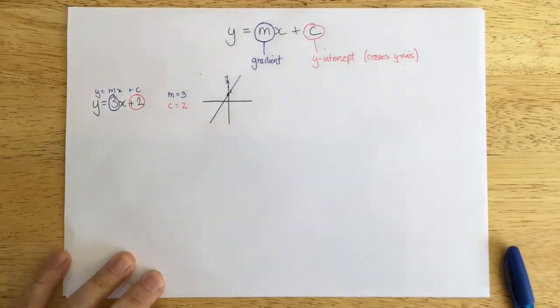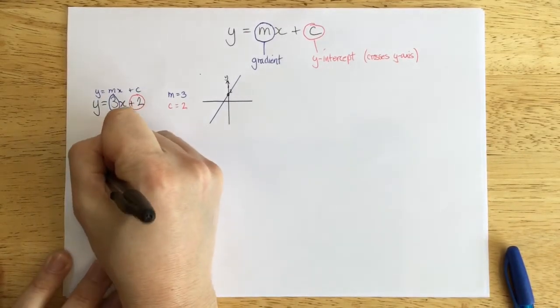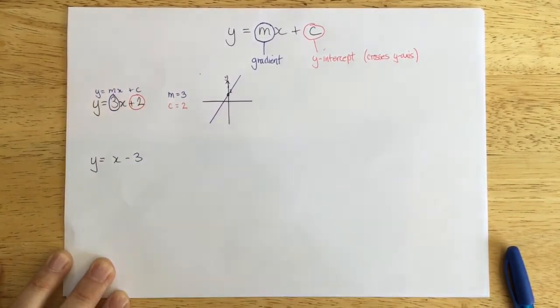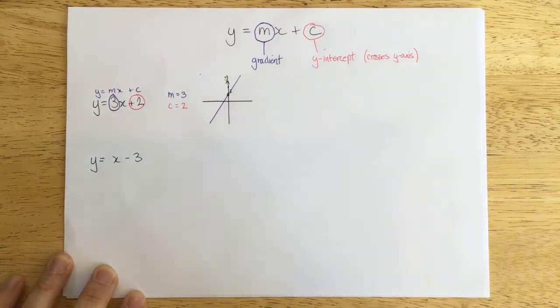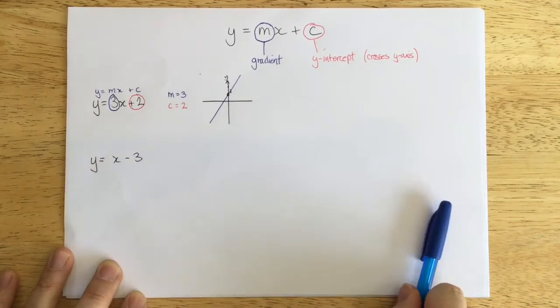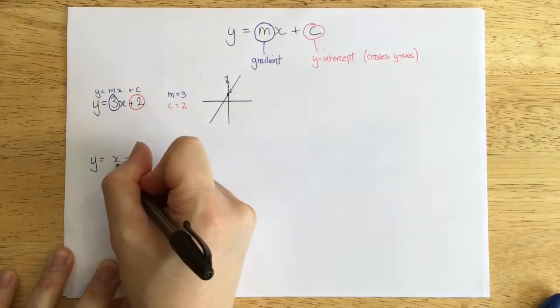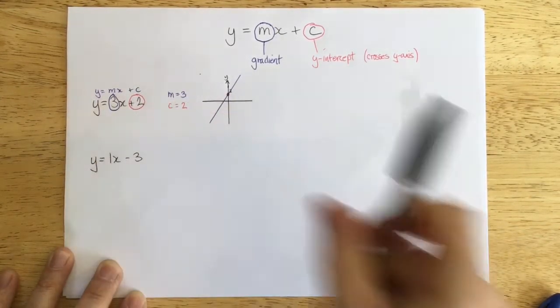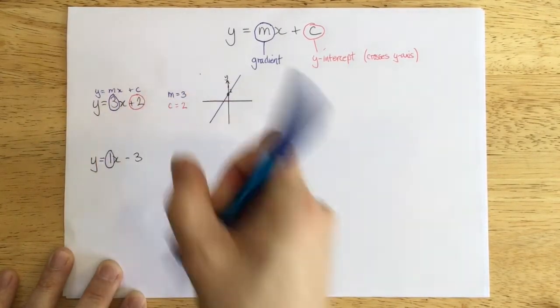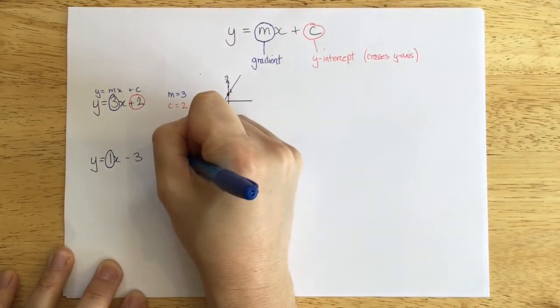Let's have another go. y equals x minus 3. This is a wee bit trickier because you think, well, how many x's? There's no number in front of x. But actually, we know that when there's a single x there with no number, it means there's 1x. And so the gradient here, there's 1x, the gradient is 1.